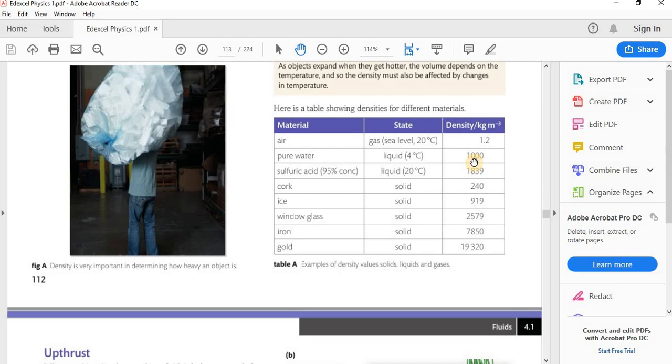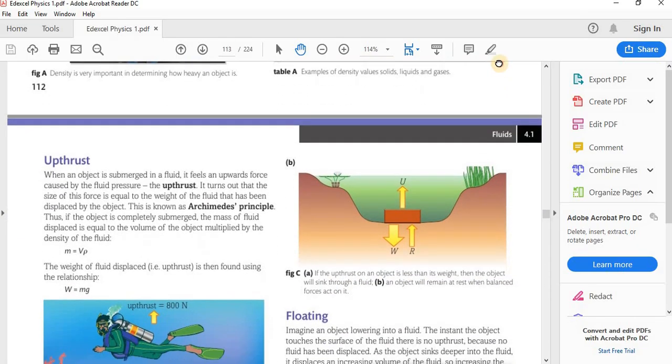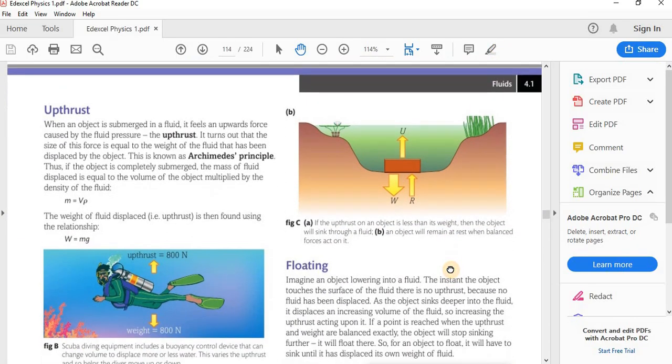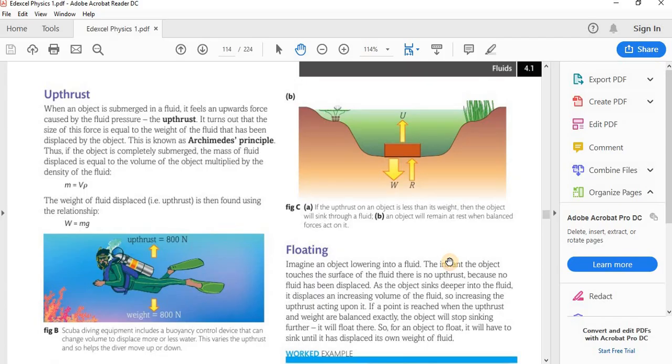But for water there is an exemption. That's why ice floats on water. Ice is a solid, water is a liquid, and we expect the solid to have a higher density than a liquid, but in the case of water that is not the case. So you have to remember that exemption for water. Then the next topic is upthrust. Again, this is very important. Upthrust is the weight of fluid displaced.